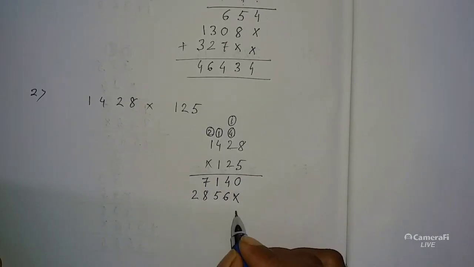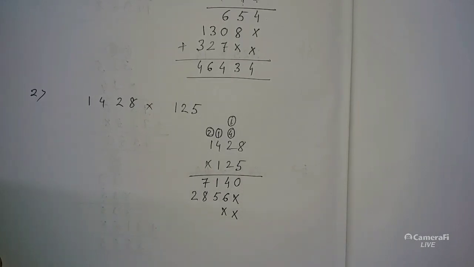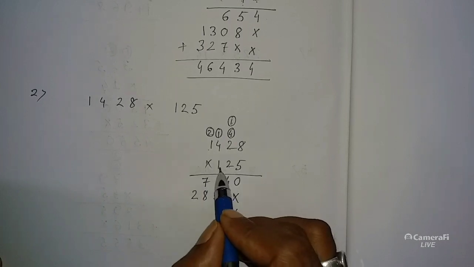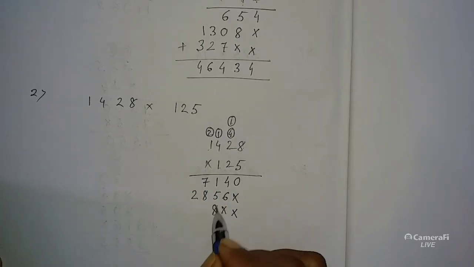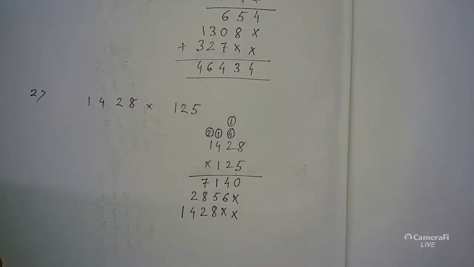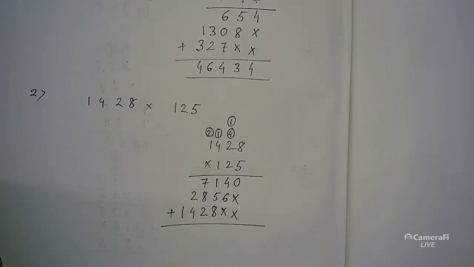Now give double cross sign successively one by one. Now multiply this number by 1. 1 8 ja 8, 1 2 ja 2, 1 4 ja 4, 1 1 ja 1. Now add all the numbers.